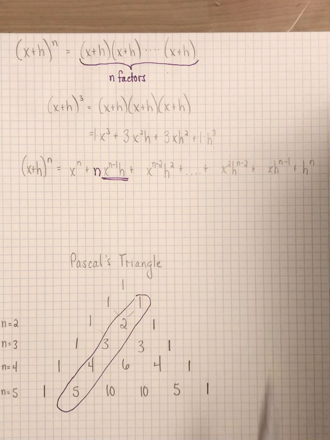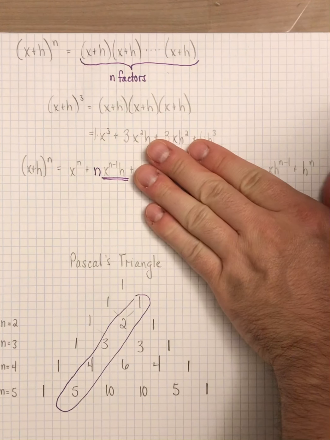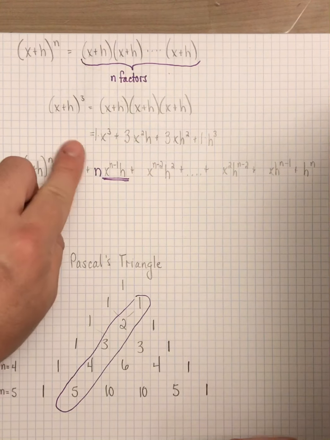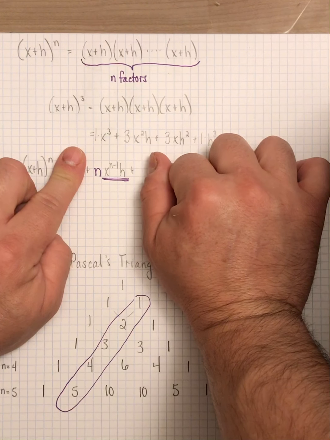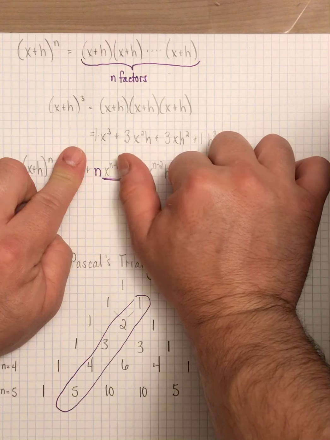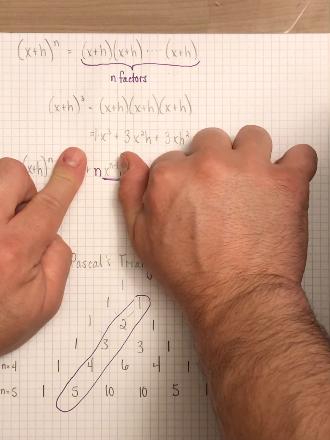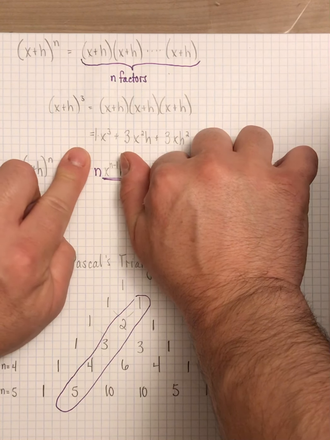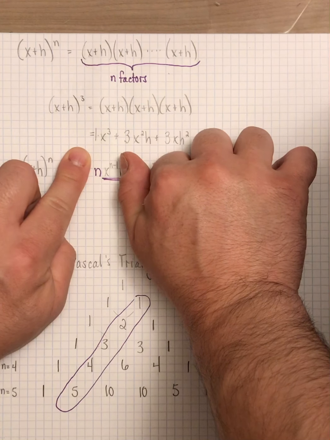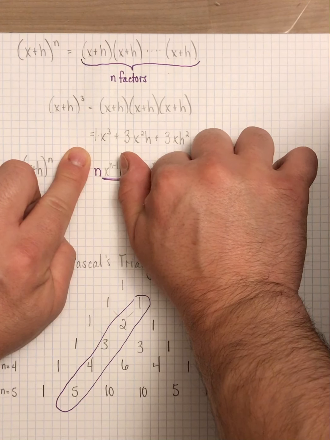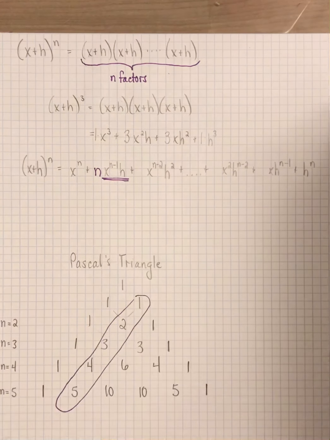Now, the other terms have coefficients, yes, but in the derivative, all of them will cancel out. This cancels out of the numerator. These other ones will cancel out after we factor out our h. And the only thing we're left with every time is n times x to the n minus 1. And that is exactly the power rule for derivatives.